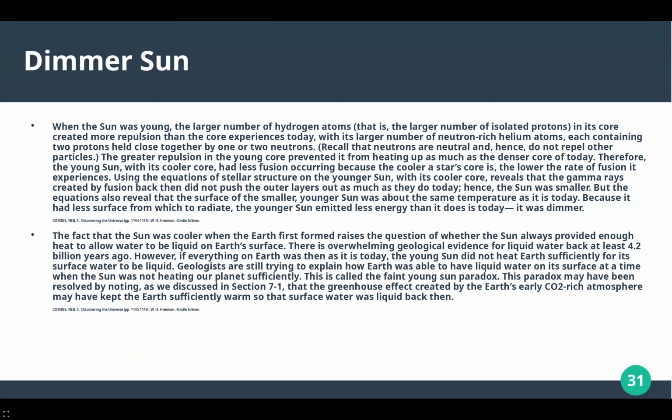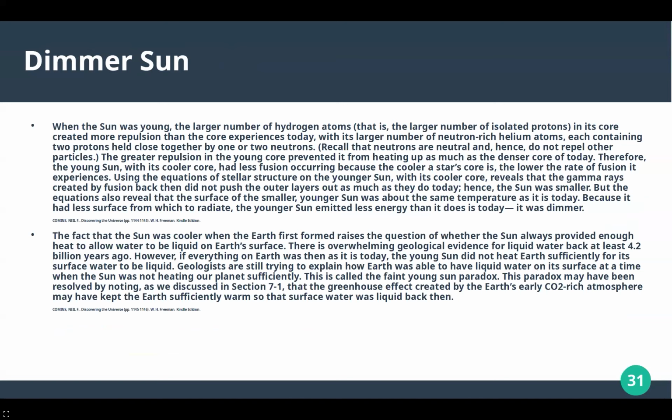The fact that the sun was cool when the Earth first formed raises the question of whether the sun always provided enough heat to allow water to be liquid on Earth's surface. There's overwhelming geological evidence for liquid water back at least 4.2 billion years ago. However, if everything on the Earth was then as it is today, the young sun did not heat Earth sufficiently for its surface water to be liquid.